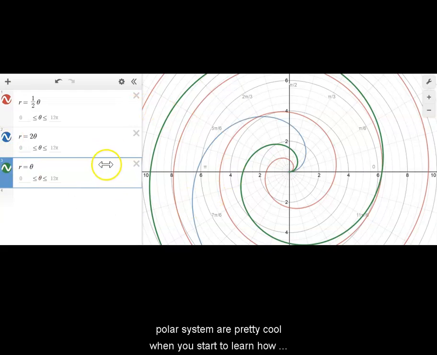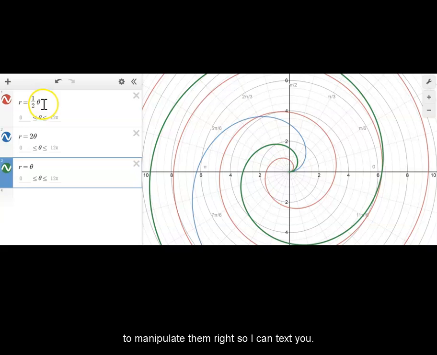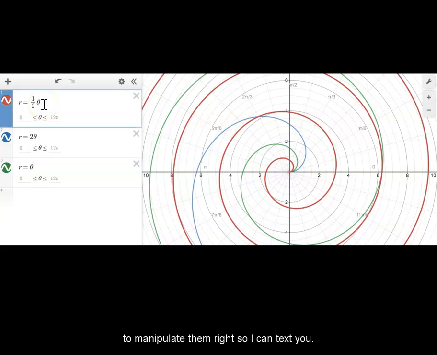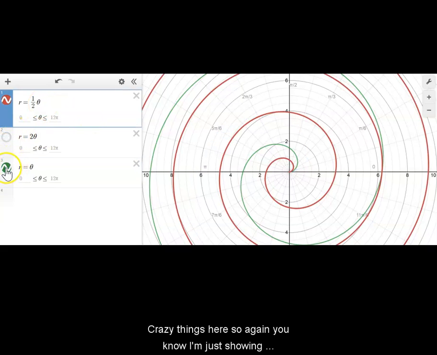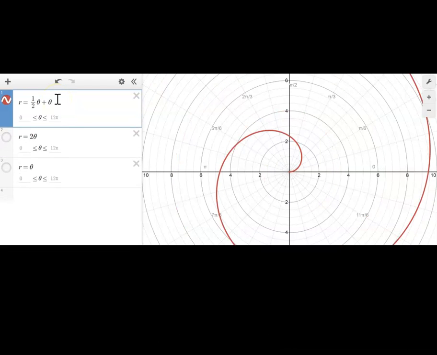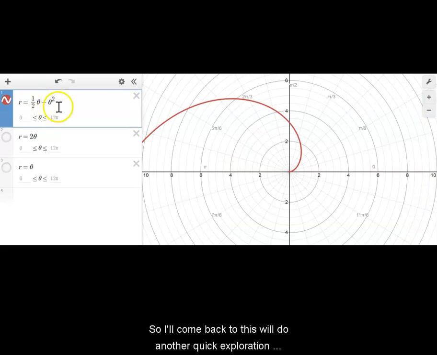So again, things in the polar system are pretty cool when you start to learn how to manipulate them, right? So I can start to do some crazier things here. I'm just showing you some things that you could do to play with. So I'll come back to this. We'll do another quick exploration here once we get a little bit better.